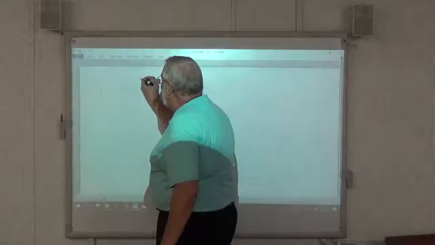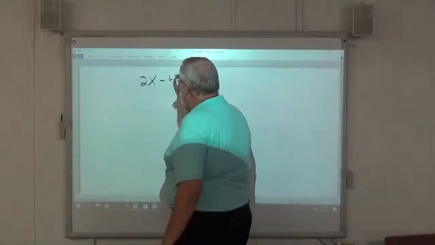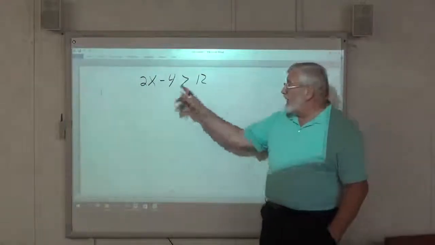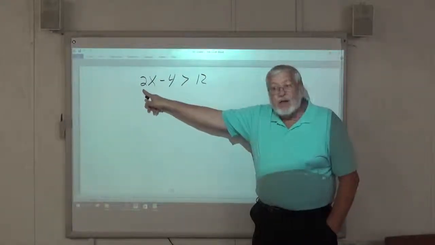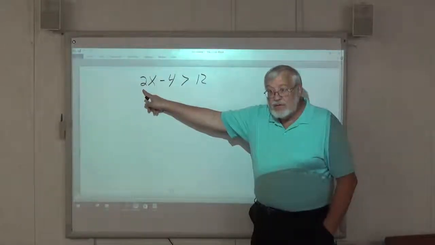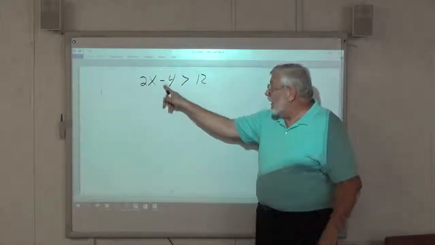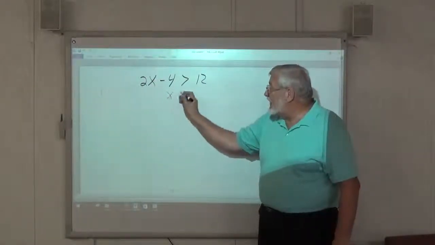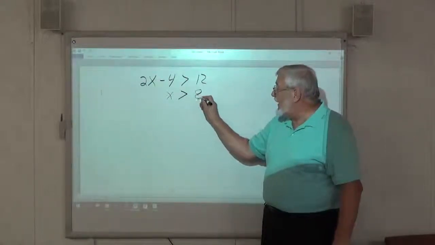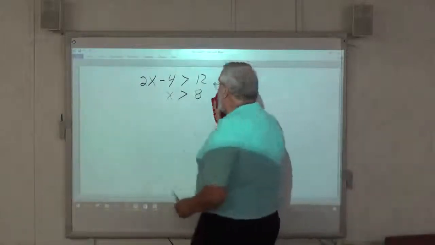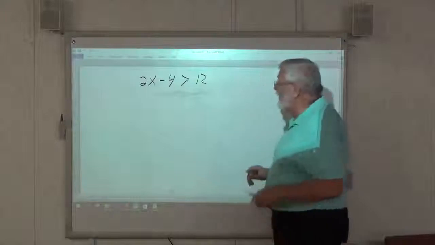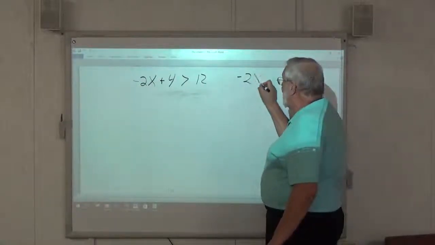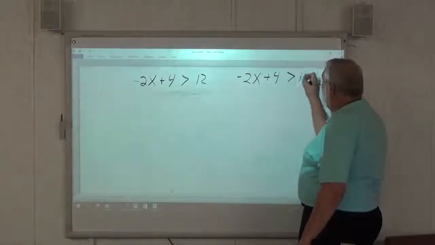Let's say that I have 2x minus 4 is greater than 12. Now, I'm going to end up multiplying by positive 2, so I'm not going to have a problem. I'm going to add 4. 4 plus this is 16, divided by 2. X is greater than 8 would be this problem. Now, I'm going to change it and put a negative sign here and a plus sign here just to make them different. Negative 2x plus 4 is greater than 12.